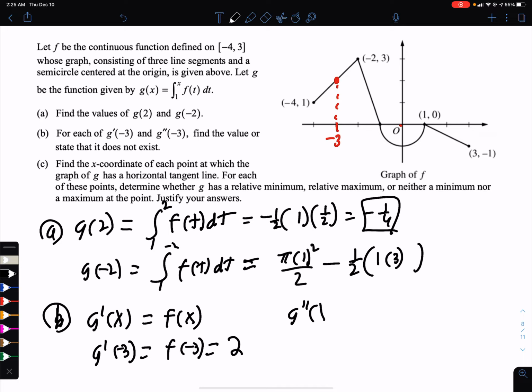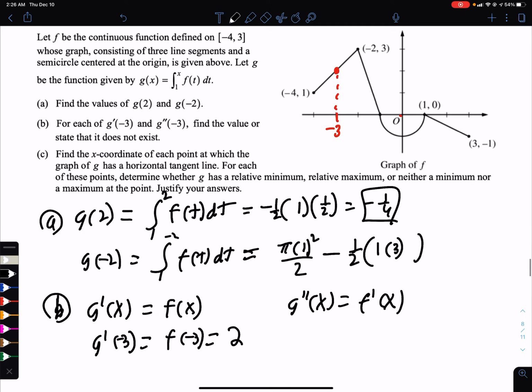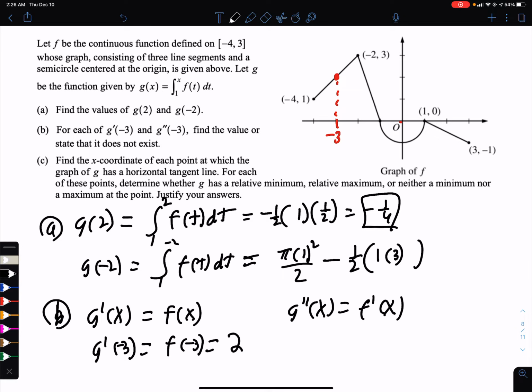Now check this out. What's g double prime going to be? Well, I'm just going to take the derivative of that. That's going to be f prime of x. Pretty cool, eh? Well, let's do this. What's the derivative of f? Well, I'm on what g double prime at negative 3 it's asking for. That's f prime at negative 3. What's the derivative right here? It's the slope of the tangent line. It's 1. So the answer to that is 1. I am done with B.